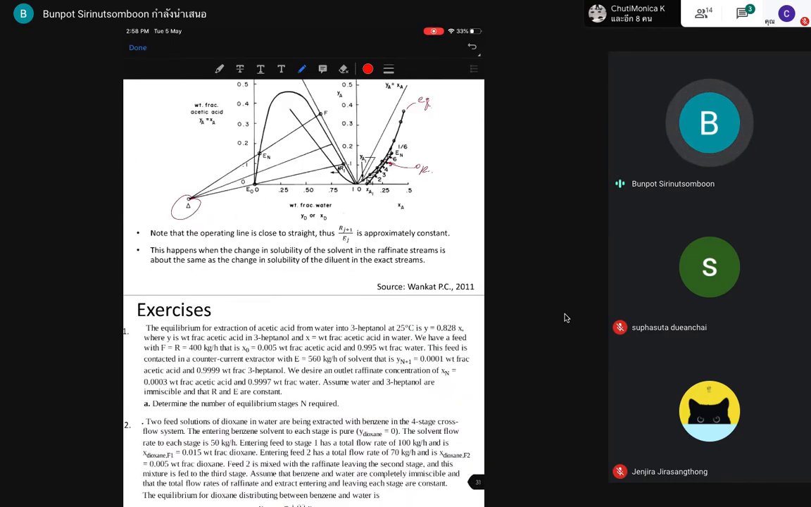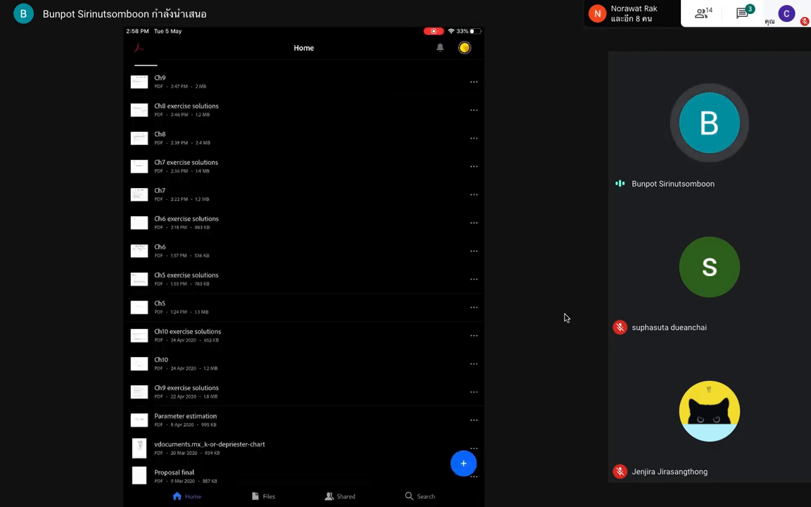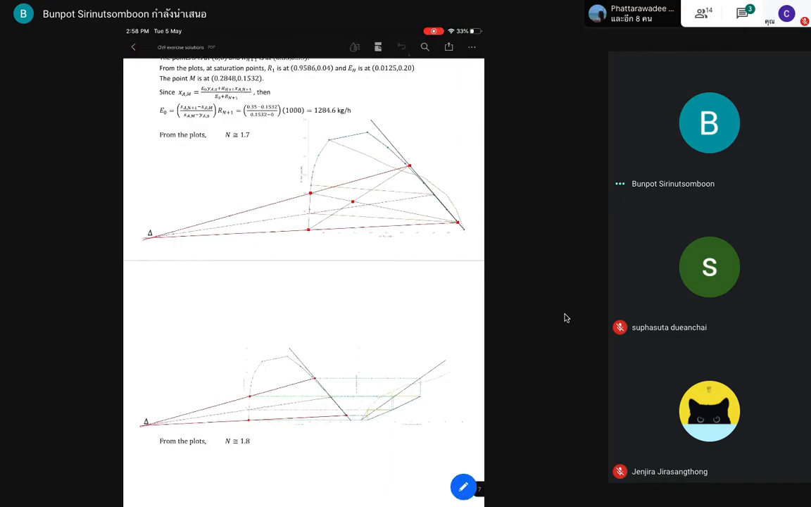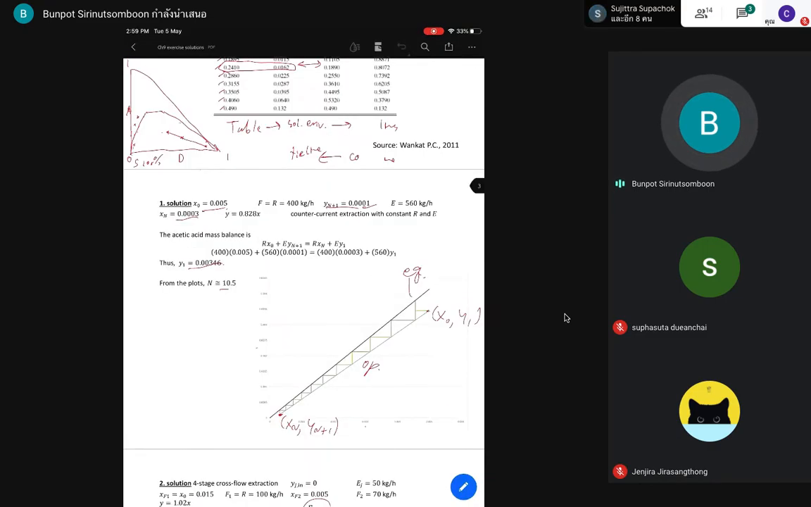Yeah. So let me again show you my work. Okay, so for the first problem, it's just liquid extraction. I have the equilibrium line, I draw the overlapping line and find the number of stages. So this is a simple liquid extraction.